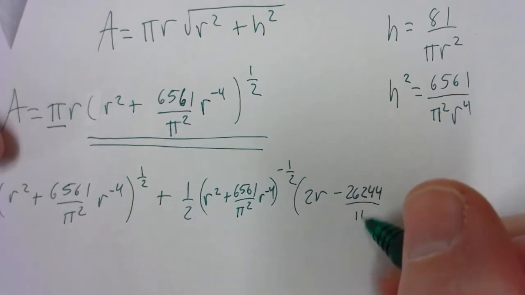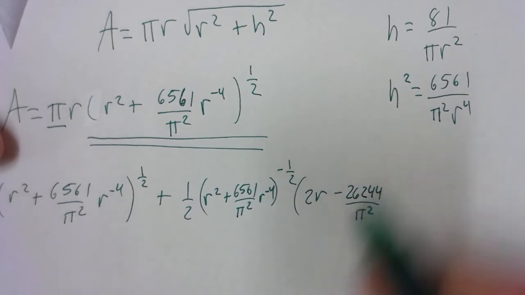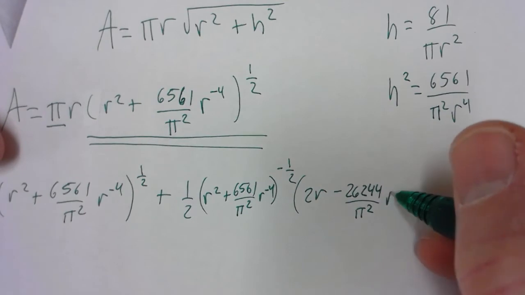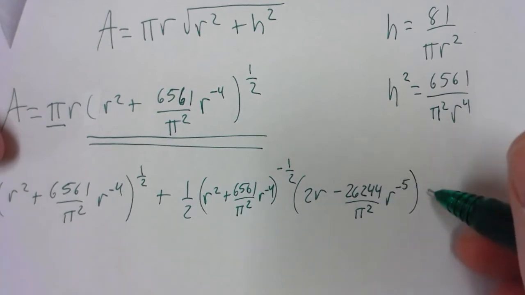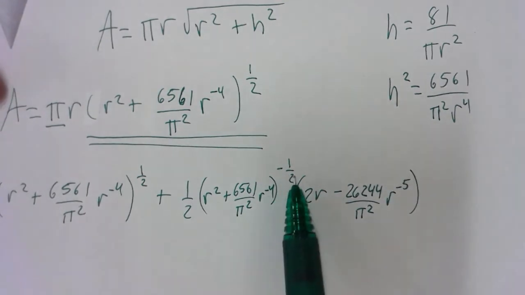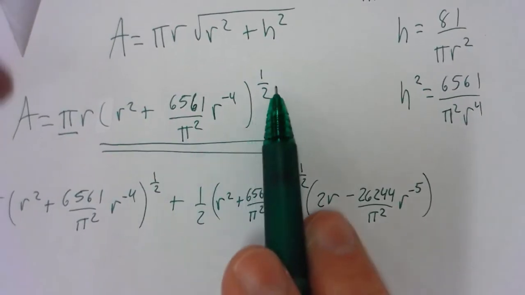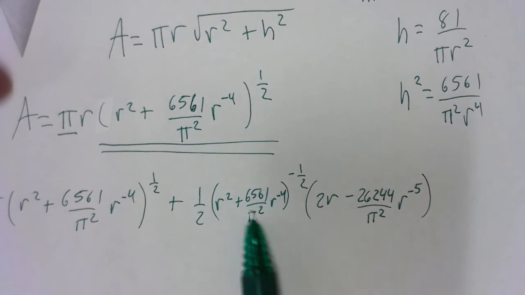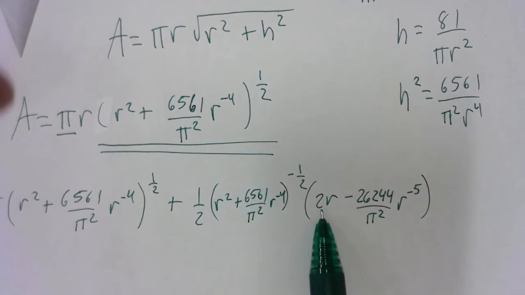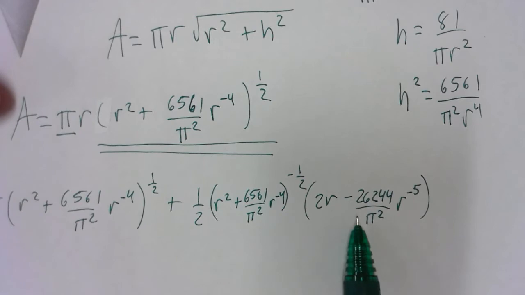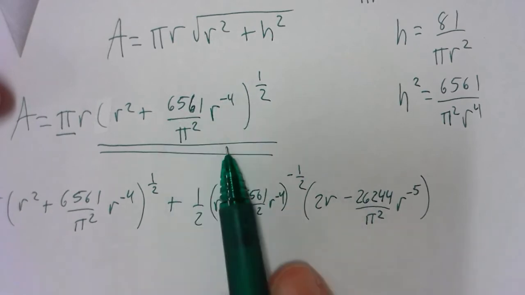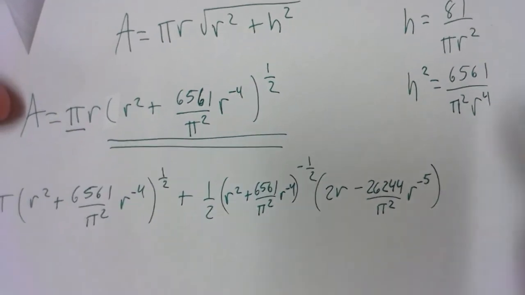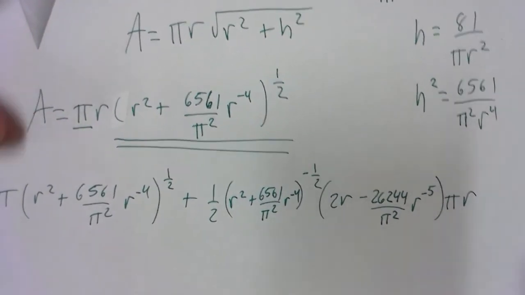over pi squared. So we do negative 4 times this, and then you've got to subtract 1, r to the negative 5th. So the derivative of this here is this comes down here, subtract 1, and copy that down. Derivative of the inside is 2r, negative 4 times the front, subtract 1, and then times the first, so I need times pi and r.